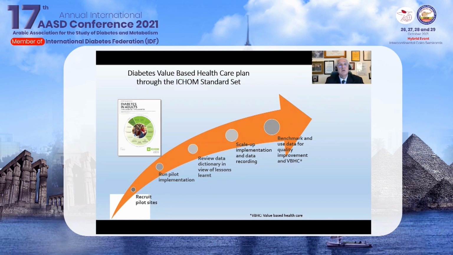Based on this instrument, is it possible to build a diabetes value-based healthcare plan through the ICHOM standard set? But this is not a simple activity. It's quite complex. It requires recruiting pilot sites, running pilot implementation, reviewing the data dictionary in view of lessons learned, scaling up implementation and data recording, and benchmarking and using data for quality improvement of value-based healthcare.